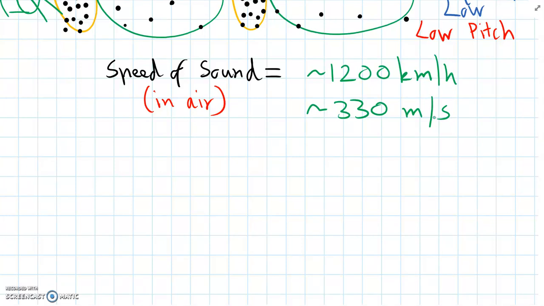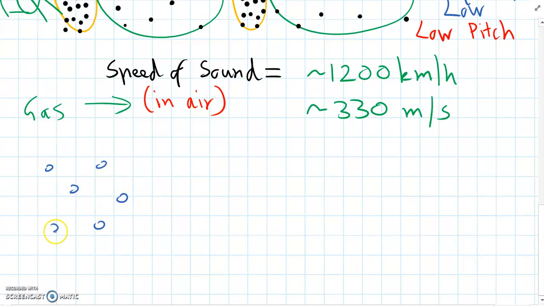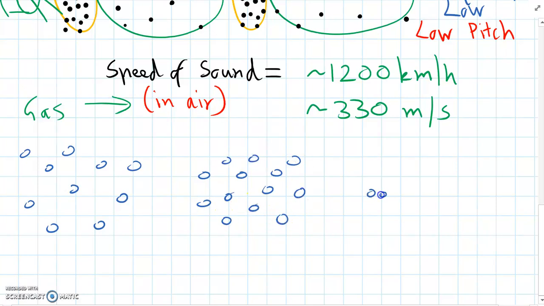But this is only in air, which is a gas. Remember that the particles in a gas are spread apart with big distances between them. In a liquid, particles are a bit closer together, and in solids, particles are so close that they're all basically touching each other in an ordered pattern. Gases, liquids, and solids.